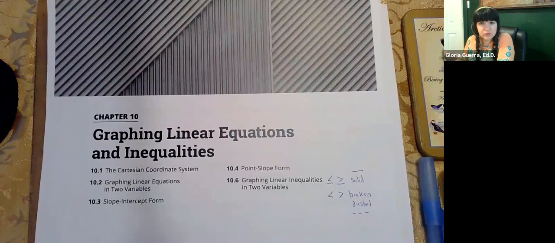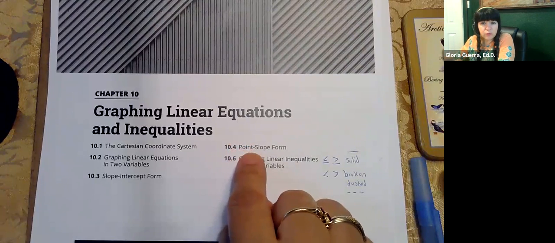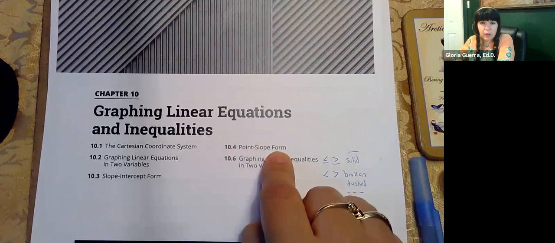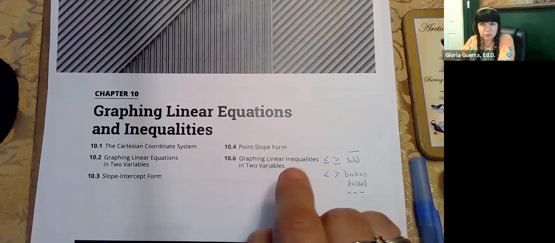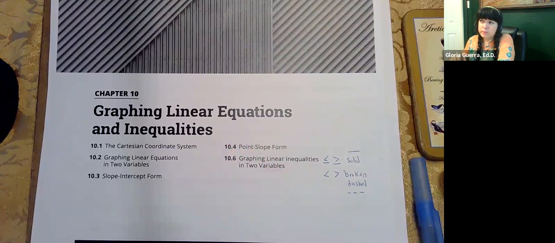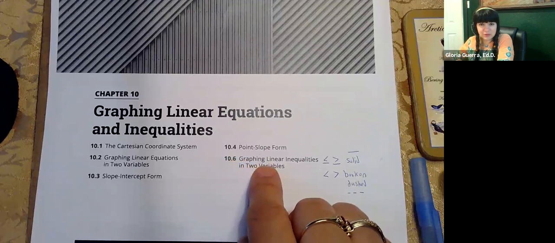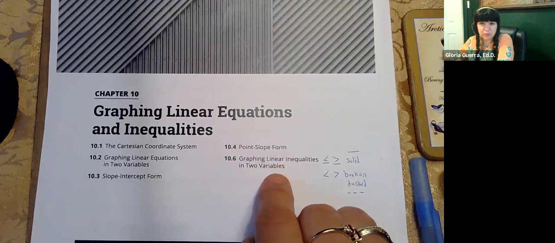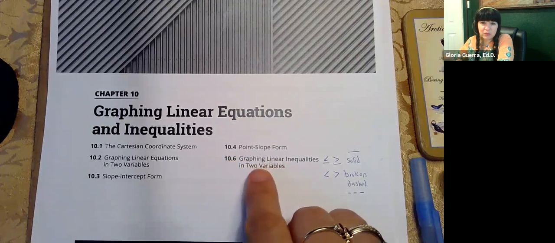All right, so for test 3, it covers graphing. And so we're going to cover this 10.4 point slope form. We get to skip 10.5. All the Math 410 elementary algebra teachers get to skip 10.5. I don't remember what 10.5 was about, but we get to skip that. And then we'll go to 10.6. 10.6 is called graphing linear inequalities in two variables. So I'll record myself on another day for that section.